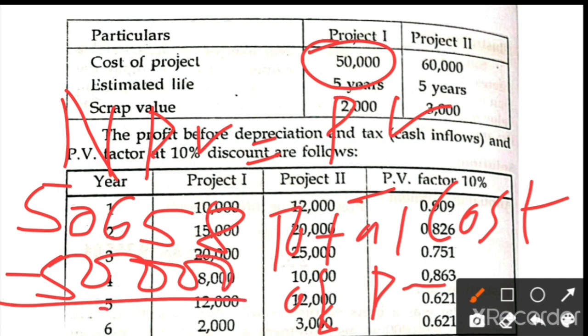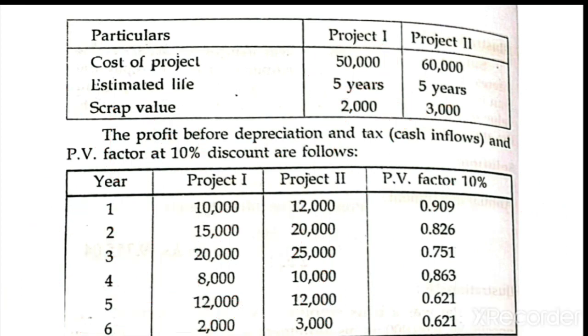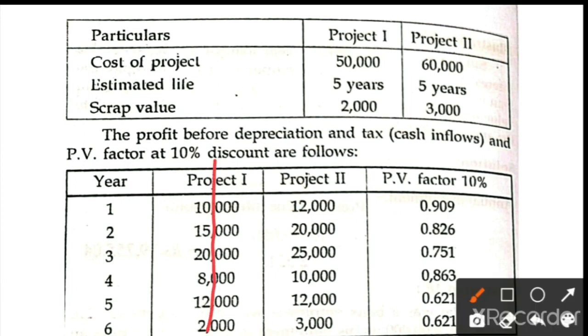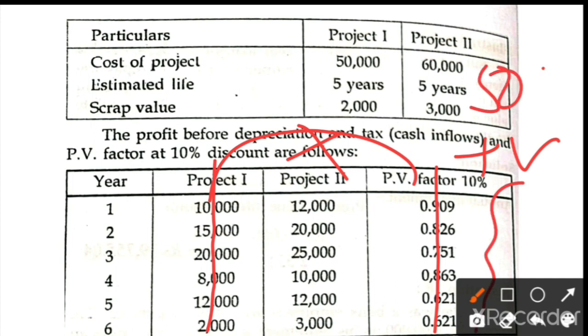After this we'll get 658. What is it? NPV. Okay, is it clear? So this is the information regarding project one. By using the project one information, by using the PV factor, we will get the present value. So the total of present value is 50,658 rupees. After that, this minus this, we will get the first project's NPV.